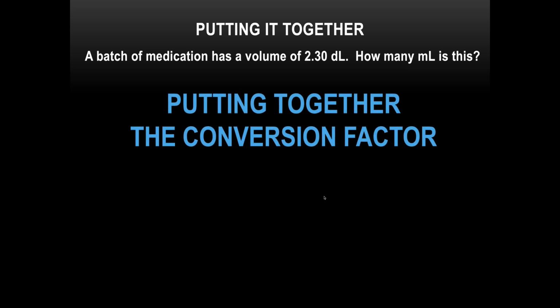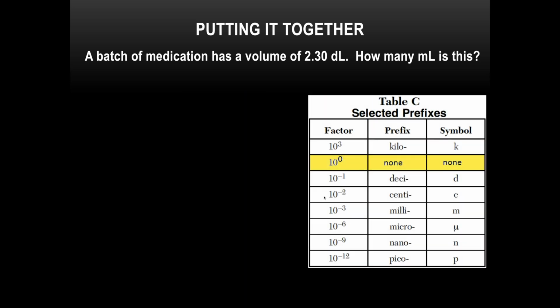One more example. A batch of medication has a volume of 2.3 deciliters. How many milliliters is this? And by the way, if you think I'm going too fast, all you have to do is go back and then pause the video and just see how I did it. You can even play it back in slower speed on YouTube. That's pretty cool. Okay, so let's do the conversion factor first.